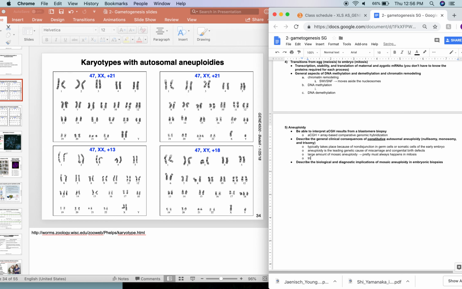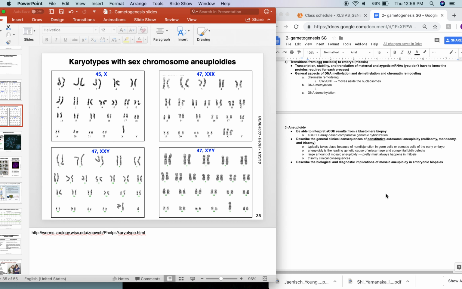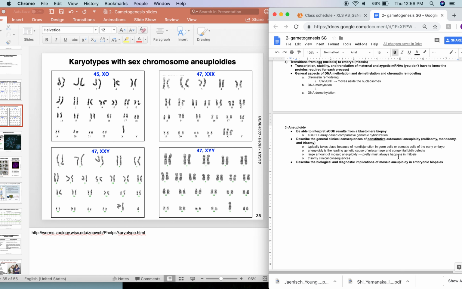What about these? XO. A single sex chromosome. Triple X, these are, as far as I know, I don't think they're viable, or very few of them would be born. Oh, look at this one. XXY. Ooh, XYY.